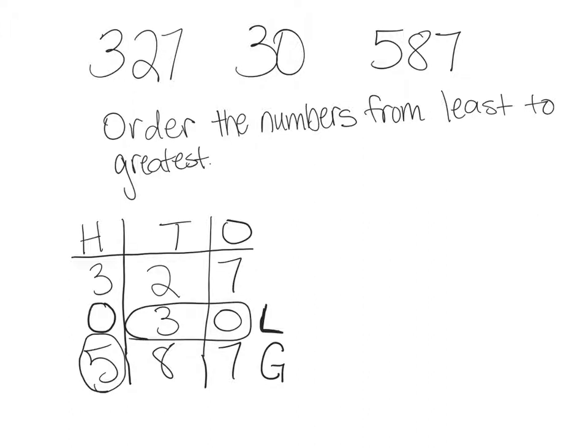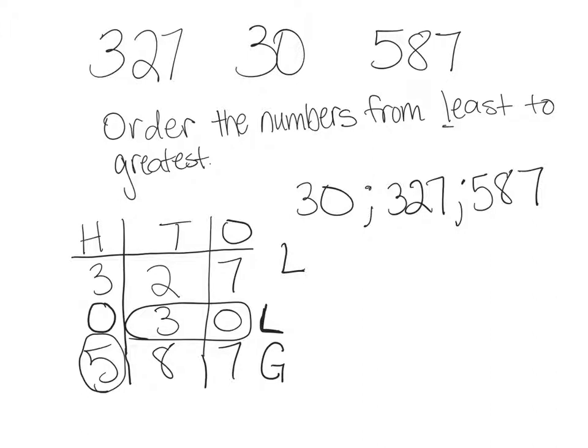Okay? So if we're writing it from least to greatest, the first number we write is 30. And then we're going to write a semicolon so we can separate the numbers. We know that the 587 was the greatest, so that means that 327 goes in the middle. Semicolon, and then we write the 587. So this is how we order the numbers from least to greatest.